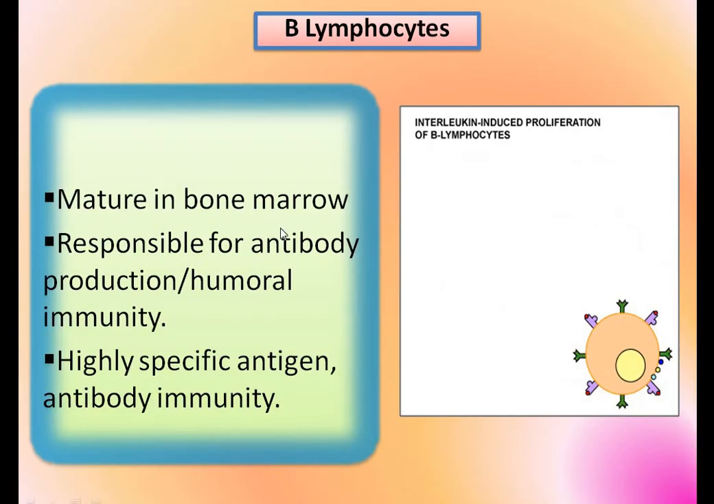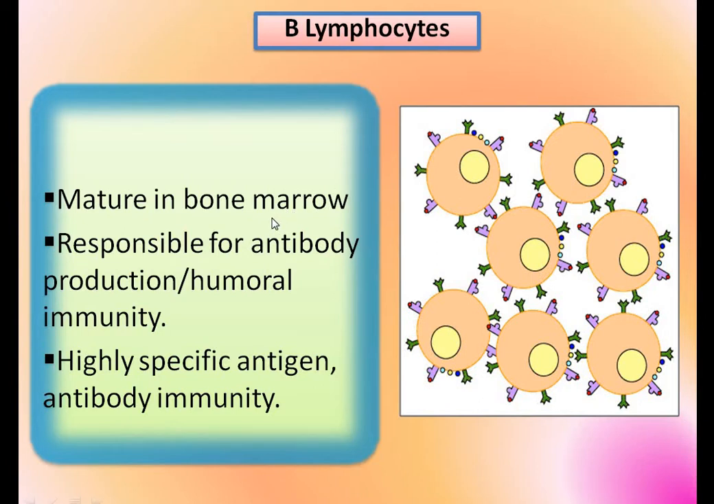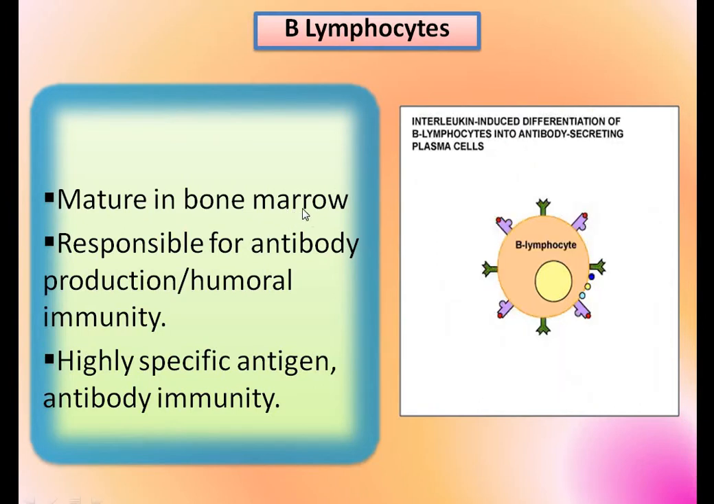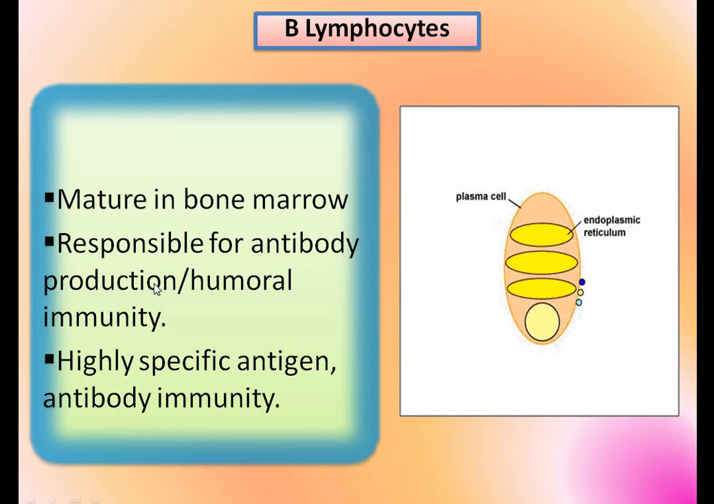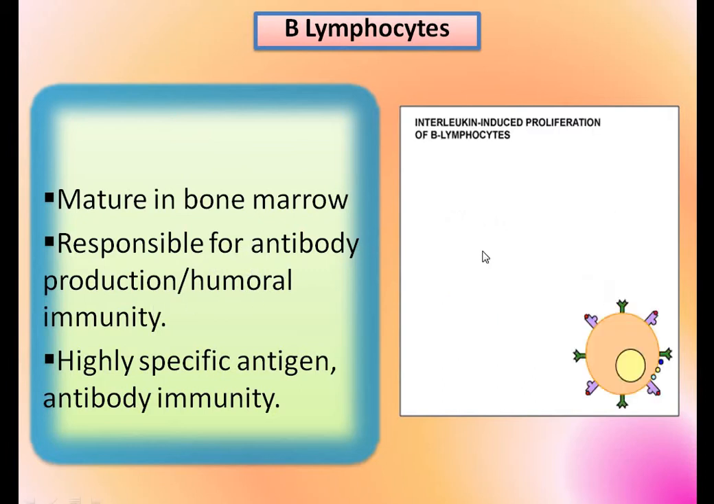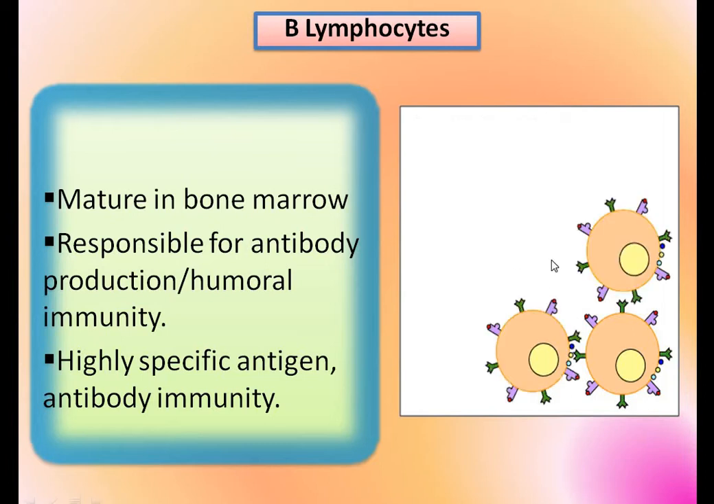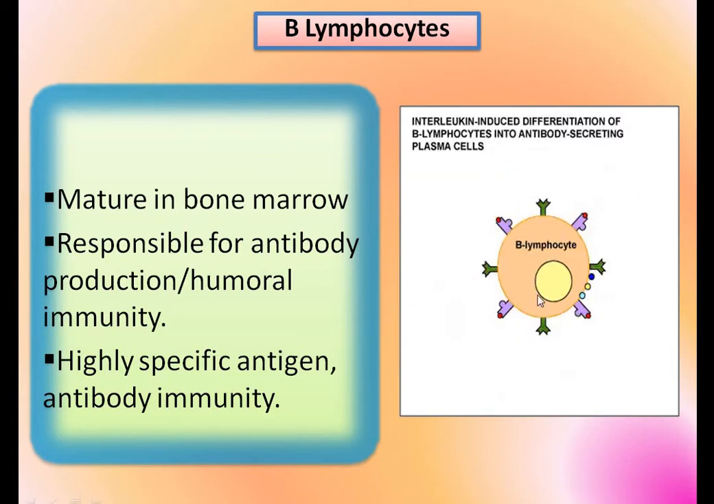B lymphocytes are matured in bone marrow. What is bone marrow? We have already studied it in 11th class. Matured in bone marrow, they are responsible for antibody production or humoral immunity. See in this diagram, the antibodies are produced by B lymphocytes.